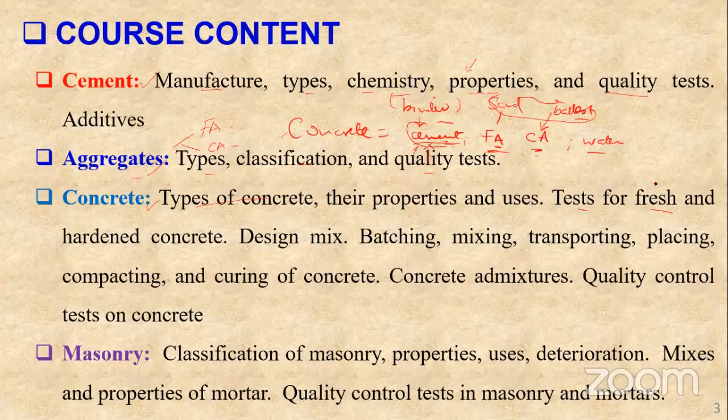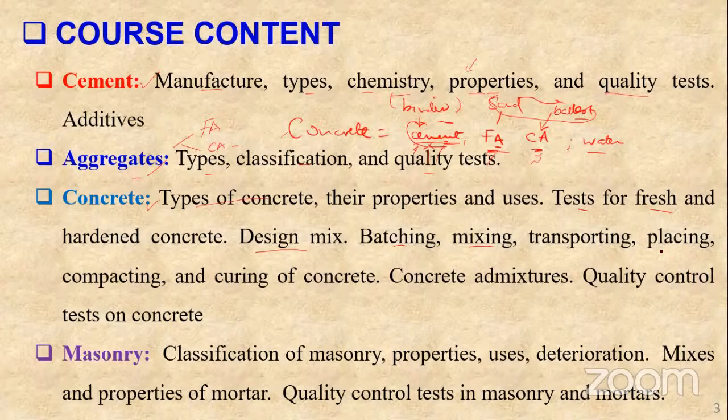For example, the compressive strength should attain some value, okay? The durability, the water absorption, and so on and so forth. Then we are going to do concrete mix design, how to design concrete mixes. And then batching. Batching is how you measure, how you weigh the different ingredients. How do you weigh cement? How do you measure fine aggregate, coarse aggregate? Is it by volume? Is it by weight?